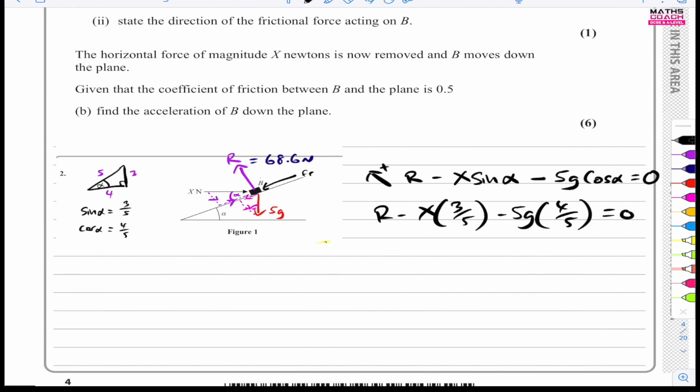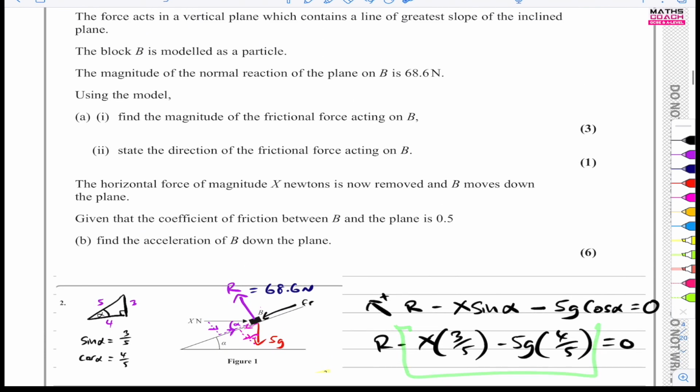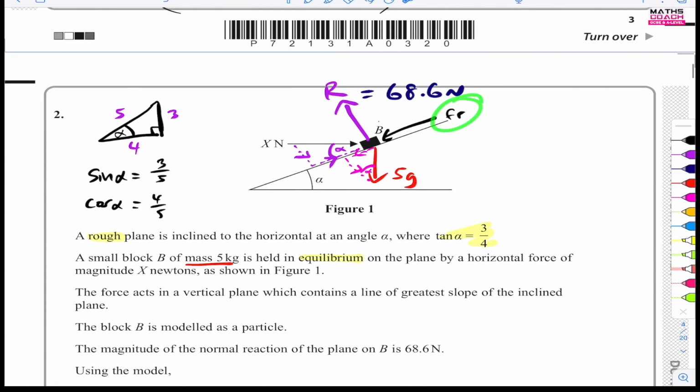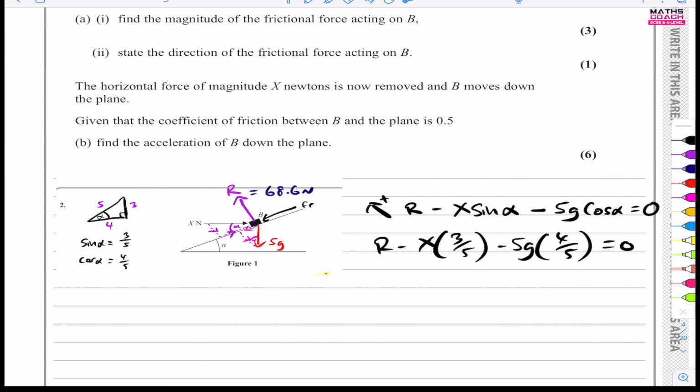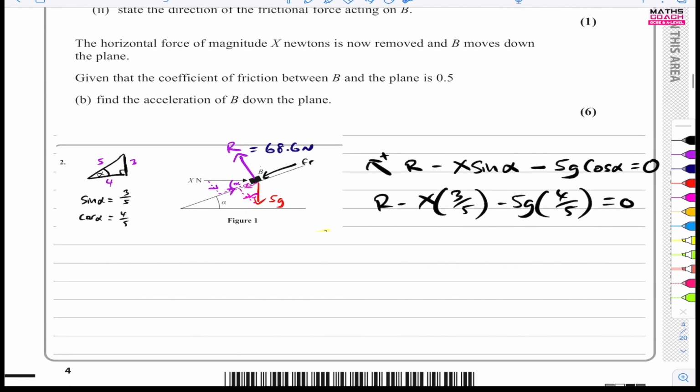If we work this out, what we're trying to find is the magnitude of the frictional force. That's F of R anyway. So F of R is not even involved at this stage. That's going to be coming in from something else. But we are told the value of R. If you remember in the question, R is this, so we can sub that in as well. So let's get rid of that and sub that in. So 68.6. Now X is the only unknown because obviously g is 9.8.